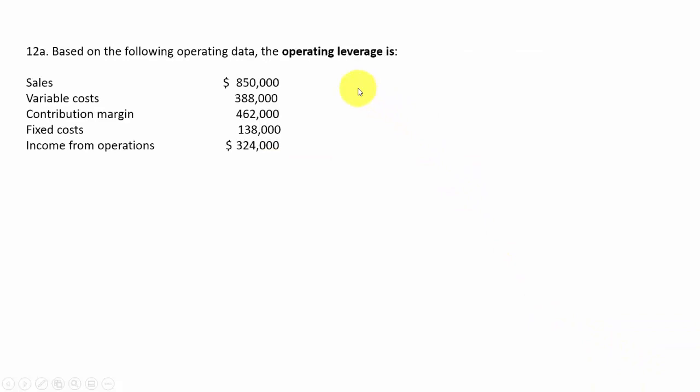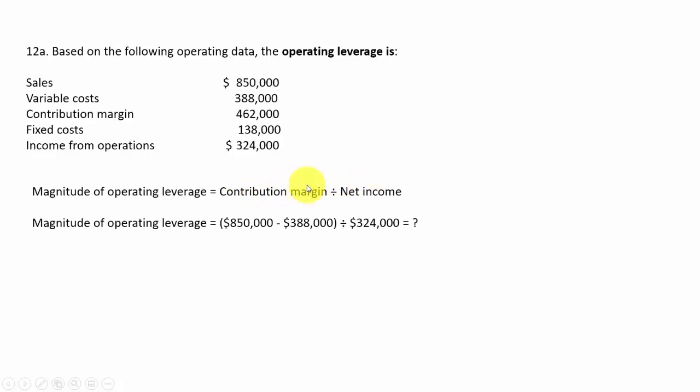Okay, our next problem deals with, they want to know what's the operating leverage for this company when they give us sales of $850,000, variable cost of $388,000, contribution margin, which is $462,000, and fixed costs, which are $138,000, and income of $324,000. So we know from past examples that the operating leverage is going to be the contribution margin divided by net income. That's going to be sales of $850 minus variable expenses or variable costs of $388. That difference will be divided by the $324,000 worth of income.